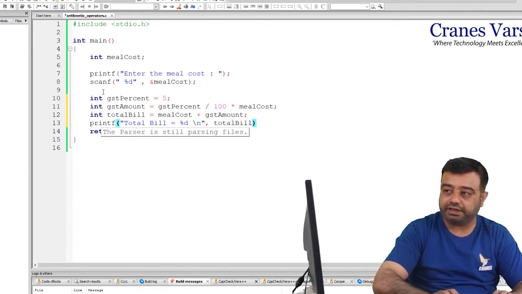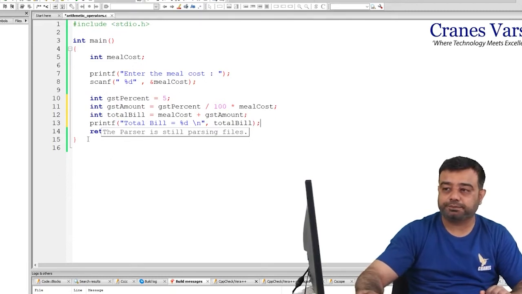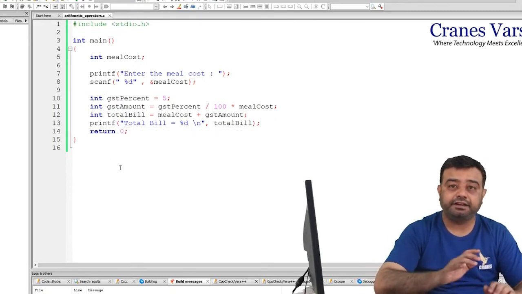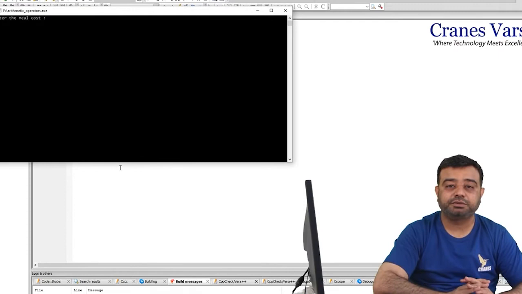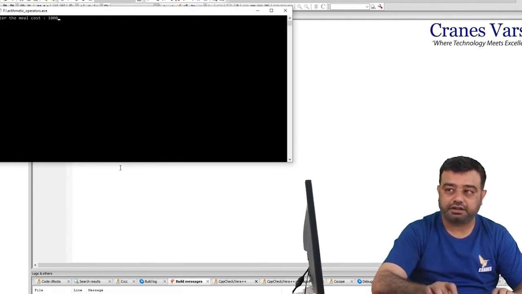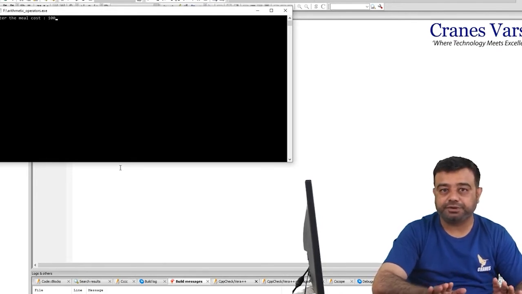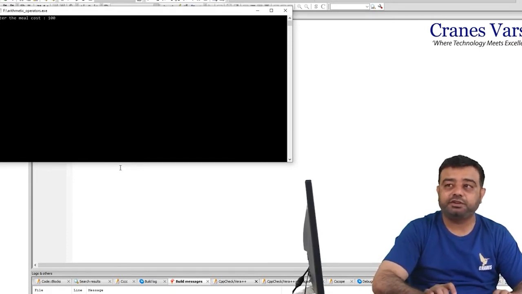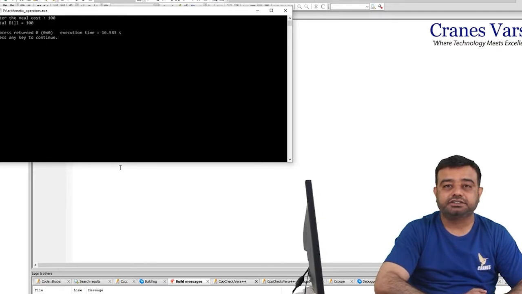Now I'd like to run this particular program. Let us assume that the meal cost is 100. What is the GST percentage? 5%. So for 100 rupees, what should be the GST amount? 5 rupees, and the final cost should be 105. Let us see what the output is. The cost I am getting here is 100.